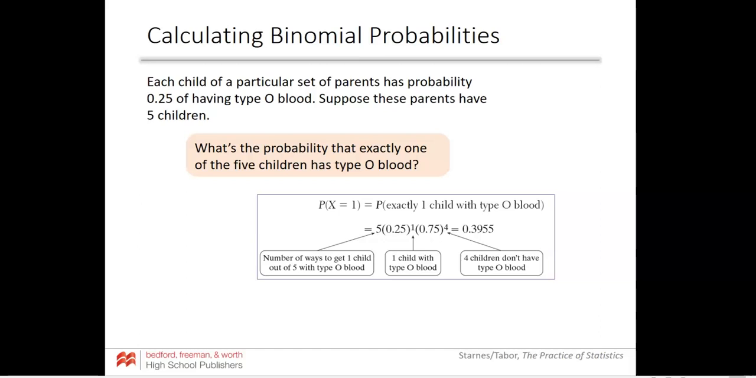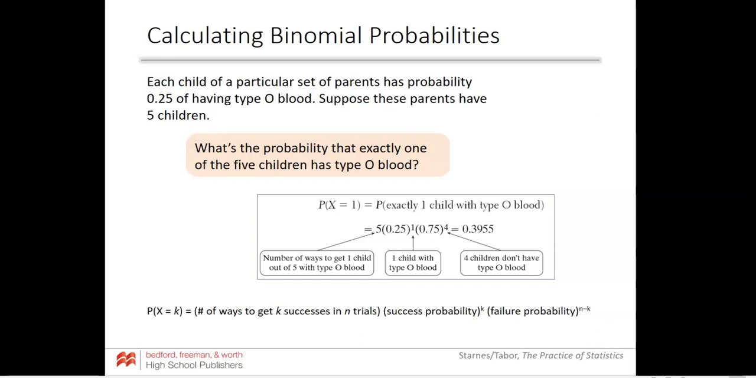If that didn't make sense to you, don't fret. We're going to use a formula for this. I think the reasoning, though, might help your understanding a little bit of what we're trying to do. For the formula, the notation we use says the probability that random variable X, which is a binomial random variable, is equal to some value K. In this case, we want one kid who has type O blood, so K would be 1.